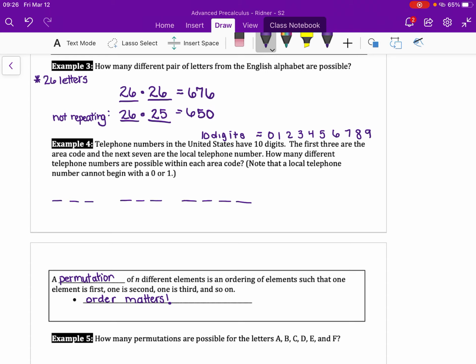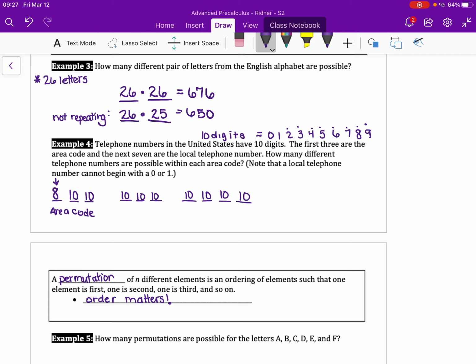So phone numbers look like this: area code, and then the local number, right? So this first local digit cannot be 0 or 1. That means I have 8 options to choose from there because it can't be 0 or 1, but it can be 2, 3, 4, 5, 6, 7, 8, or 9. But all of the other spots, I can choose any of the 10 digits. So they can be 0, 1, 2, 3, 4, 5, 6, 7, 8, 9. They can be all of them.